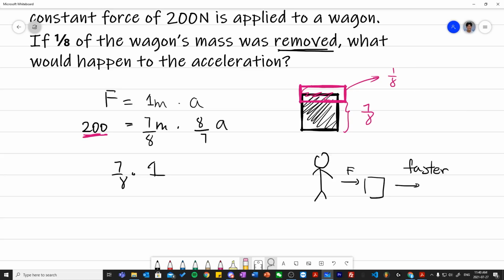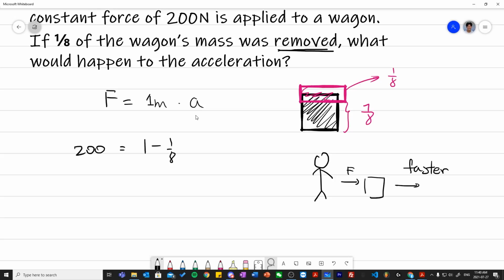I want you guys to think about it like this. Maybe I'll rewrite this part. So 200 of a force, and then we remove 1/8 from the mass, and then the acceleration is going to change, right? Because this is not 1 anymore. Before it was 1. Now this becomes 7/8. But this doesn't mean that this is 1 plus 1/8. Just because I subtract here doesn't mean I add over here. And this is why.